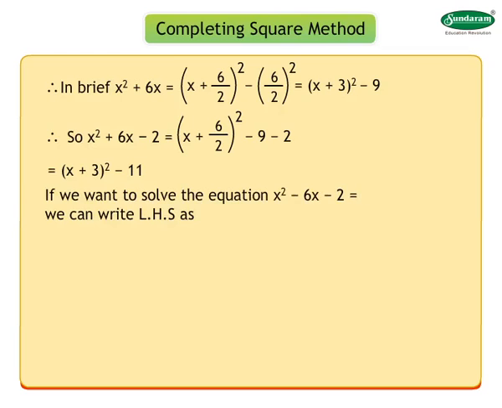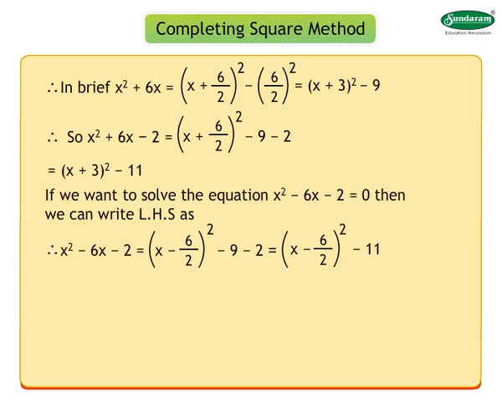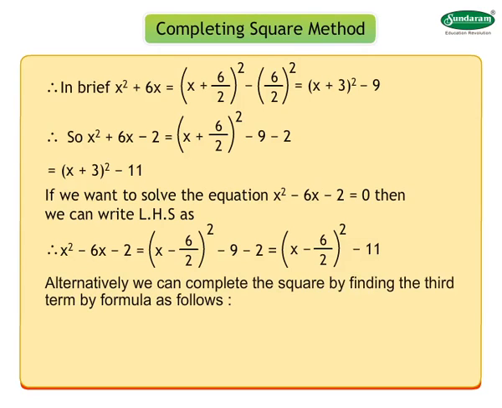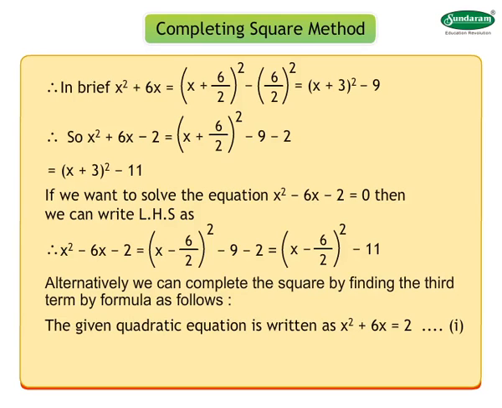If we want to solve the equation x square minus 6x minus 2 is equal to 0, then we can write LHS as x square minus 6x minus 2 is equal to (x minus 6 upon 2) whole square minus 9 minus 2 is equal to (x minus 6 upon 2) whole square minus 11. Alternatively, we can complete the square by finding the third term by formula as follows. The given quadratic equation is written as x square plus 6x is equal to 2. Let us call it statement 1.